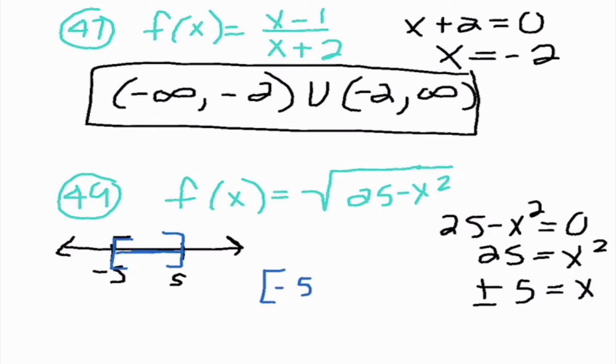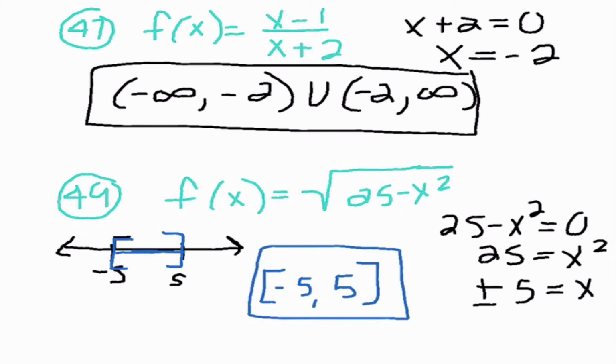I'm using brackets here because it is okay to have 0 inside our radical. Okay, and just to make sure we're okay on why we didn't shade out here, if I substituted in negative 6, I would get 25 minus 36, which is negative 11. That would not work.